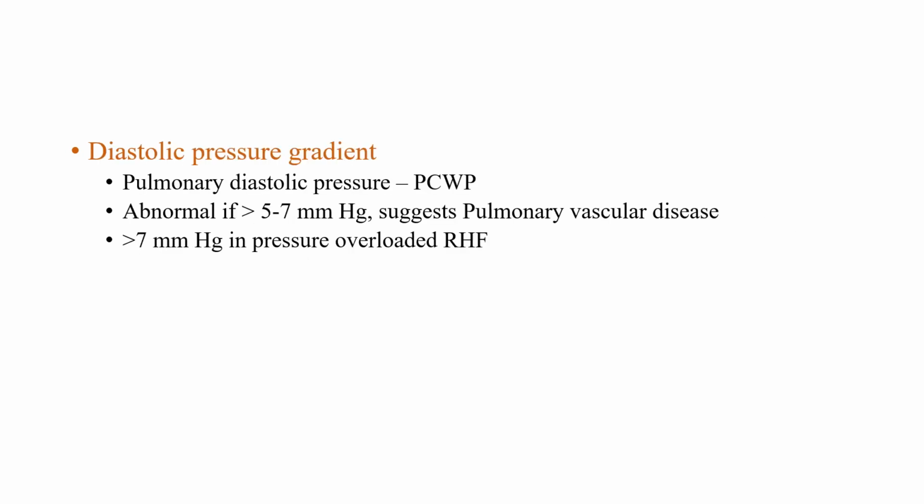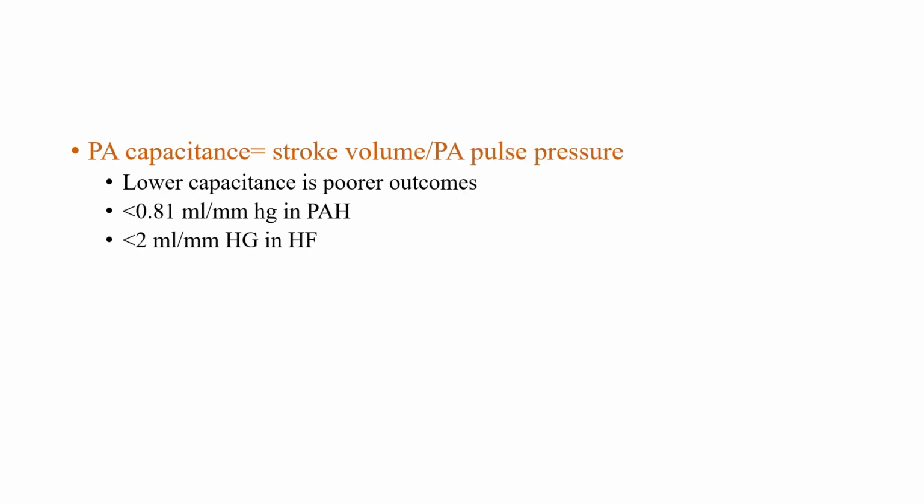Diastolic pressure gradient is pulmonary diastolic pressure minus pulmonary capillary wedge pressure. Normally it is less than 5 millimeters of mercury. If it is more than 5, it is abnormal. More than 5 to 7 indicates pulmonary vascular disease, and more than 7 mm is seen in pressure overloaded right heart failure. Pulmonary capacitance is the capacity of the pulmonary capillaries to hold the blood.